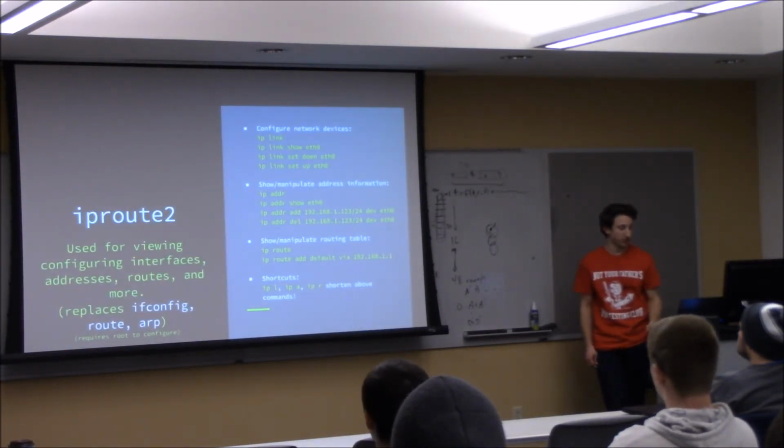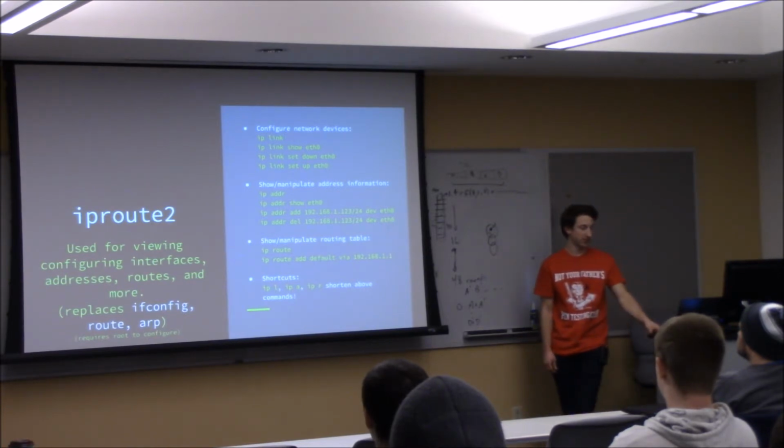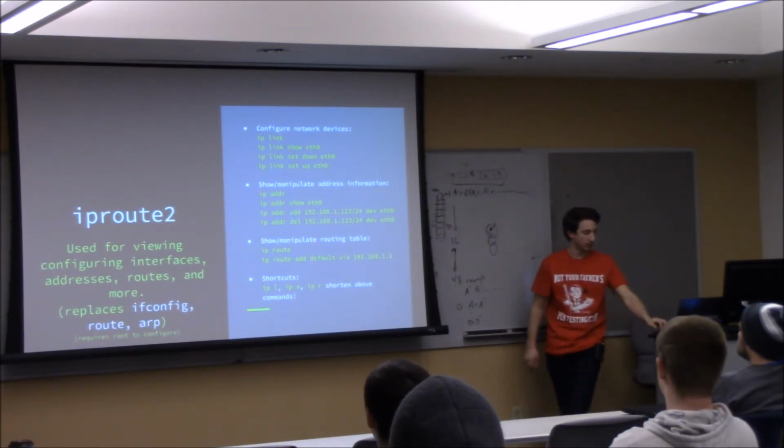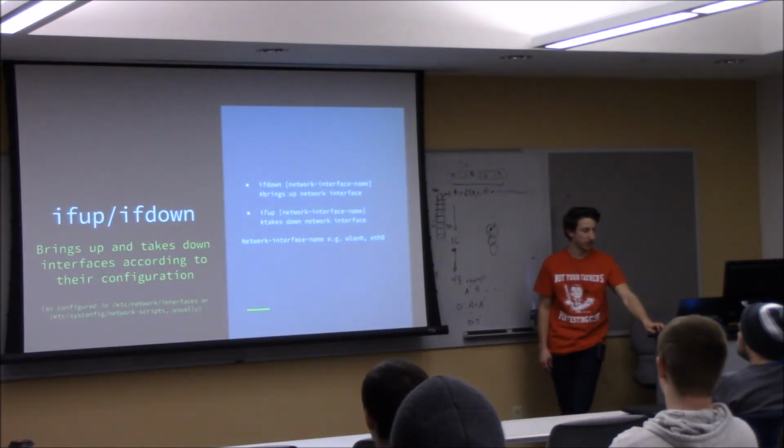IP route 2 is also used for configuring interfaces, addresses, routes, and more. And it kind of replaces the first two that I showed you. I'm not going to demonstrate that.